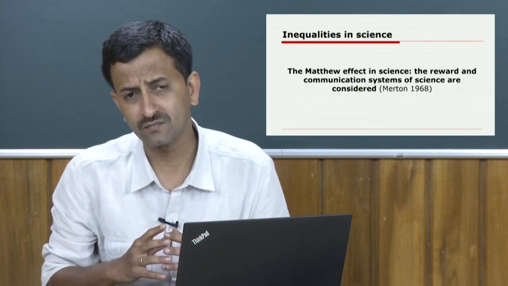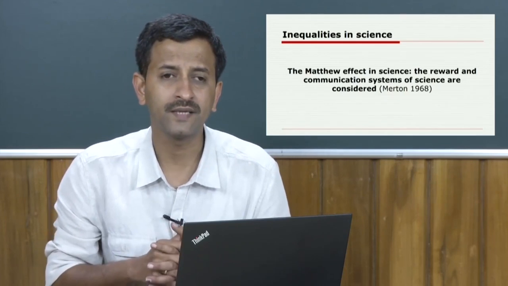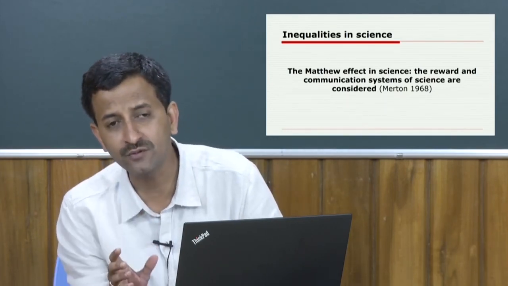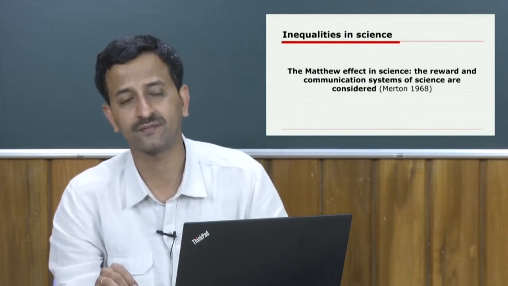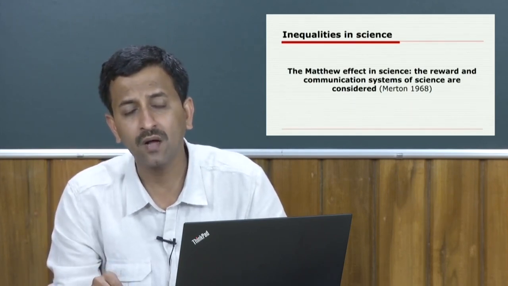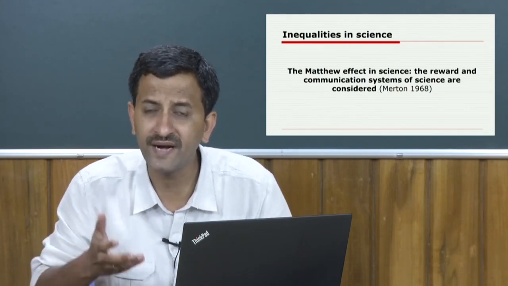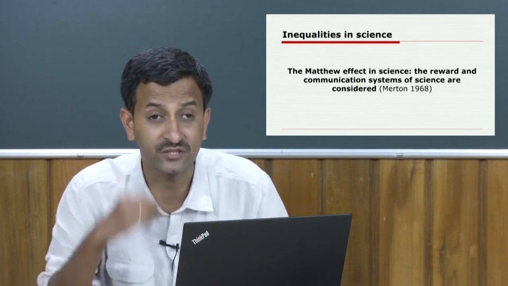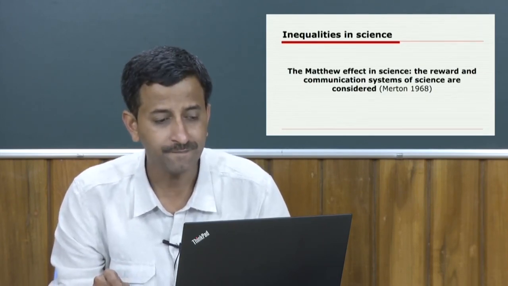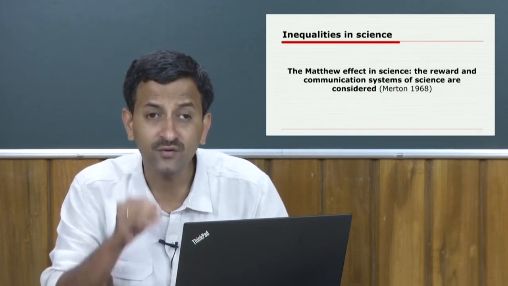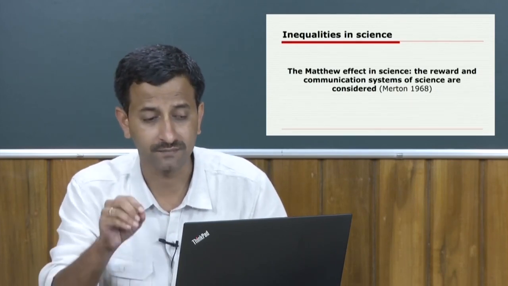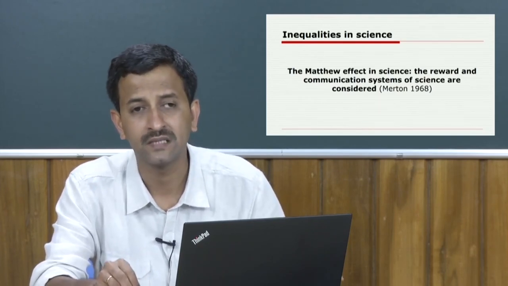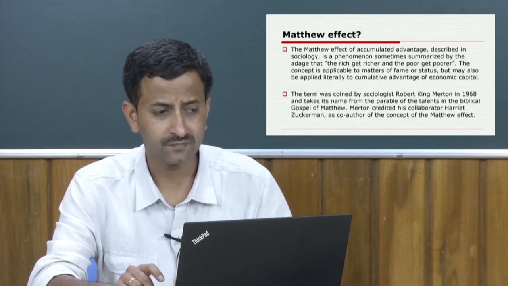We have already discussed how Merton, though a functionalist, if you look at Mertonian functionalism, tried to deploy the method of functionalism to understand science, how science is inherently unequal, how science always tries to maintain hierarchy in a given social and political setup, economic setup, cultural setup, institutional setup, ideological setup, and so on. That's why Merton looked at the Matthew effect in science. What is the Matthew effect? In this, we are going to discuss the reward and communication systems of science. What is that Matthew effect?